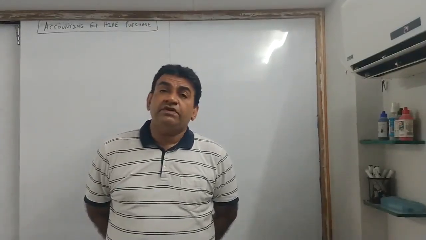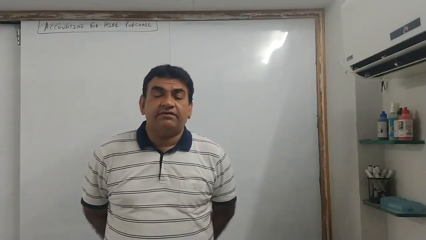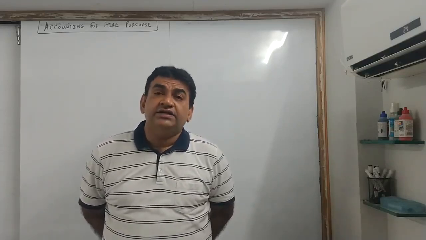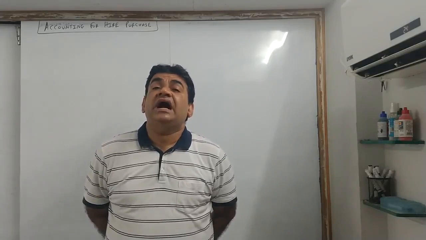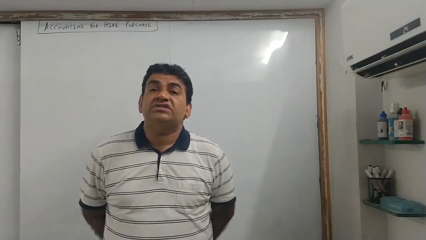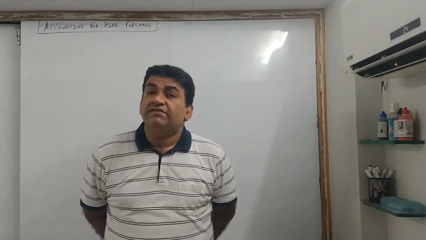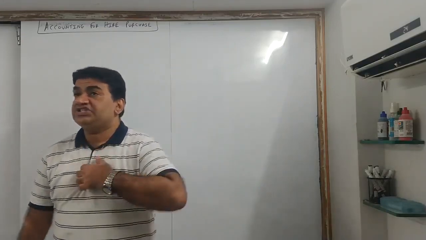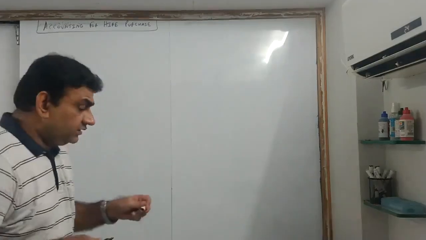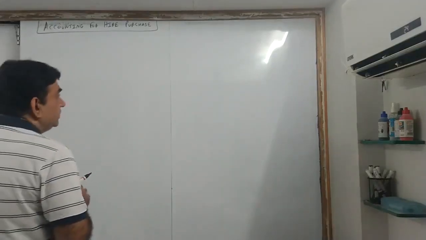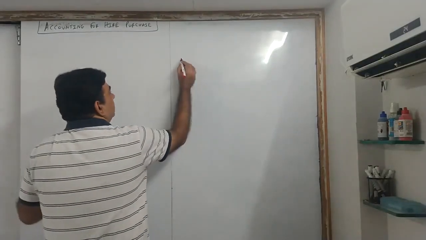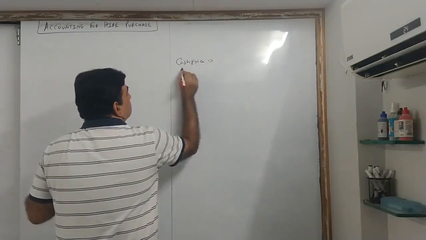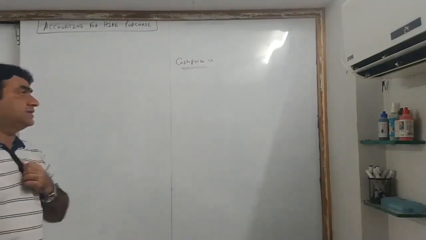Now, before we proceed to the main chapter where the calculation and the journal entries are there, you should know certain accounting terms or certain important words which are necessary for this chapter. Let's take them one by one. The first thing you need to know is cash price.